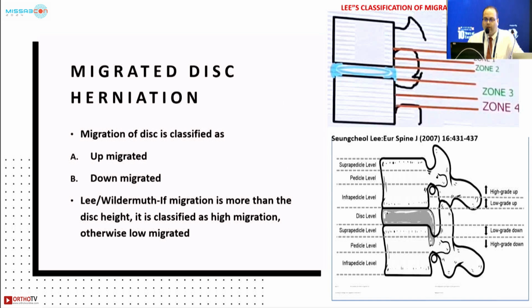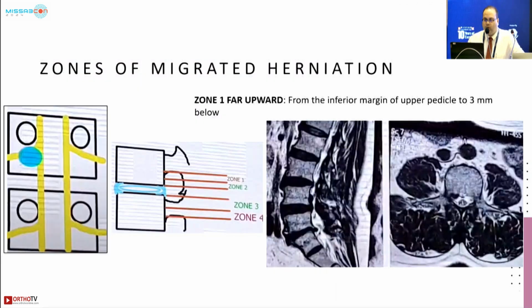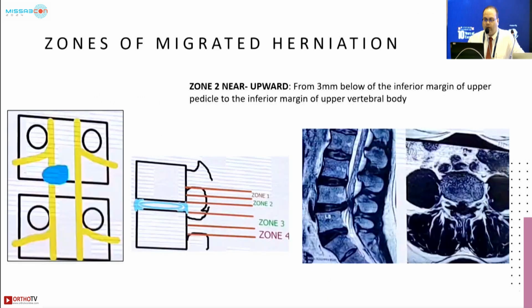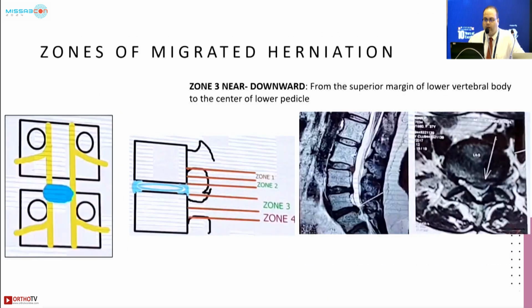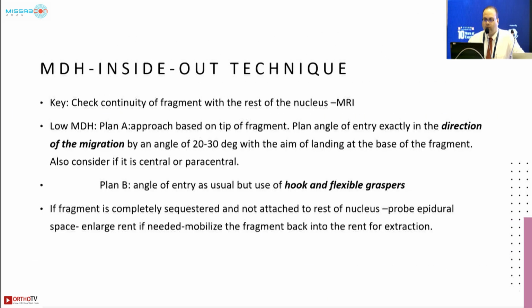So the migrated disc herniation can be up or down migrated, as has been classified by Lee, as has been described by the previous speakers, which has been divided into zone 1, 2, 3 and 4, which can be far upward migrated, near upward migrated, near downward migrated and far downward migrated.